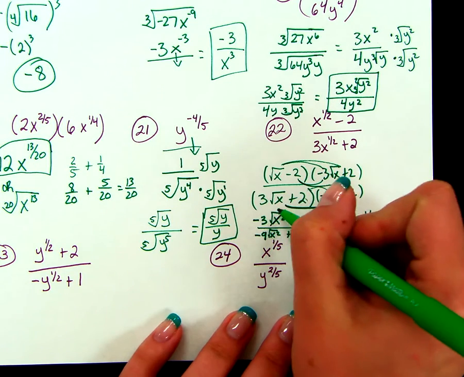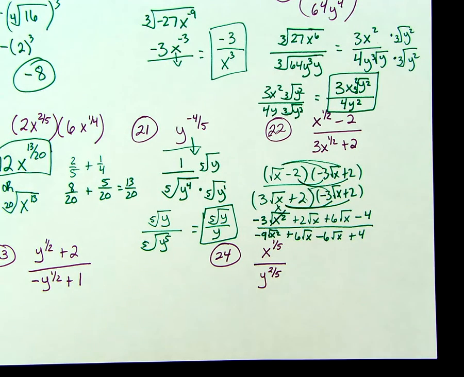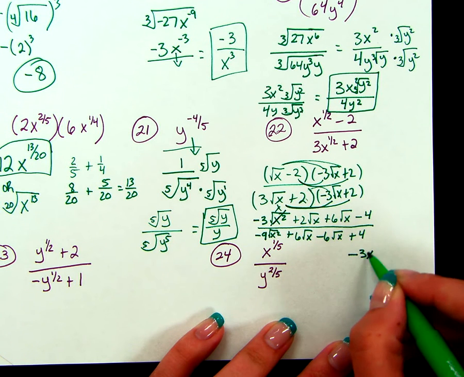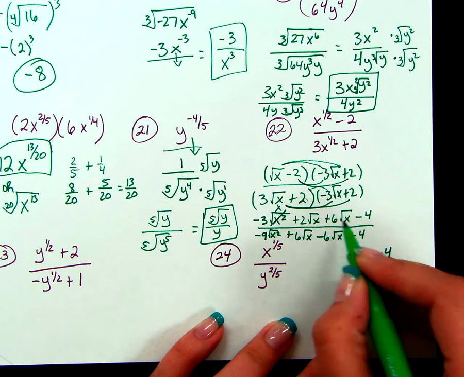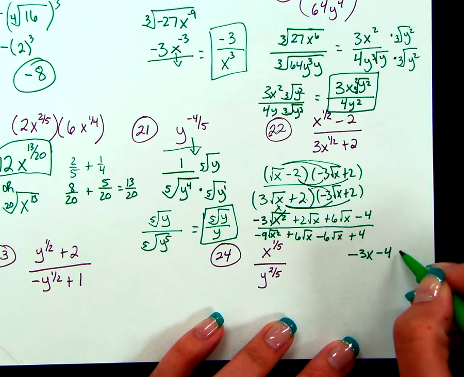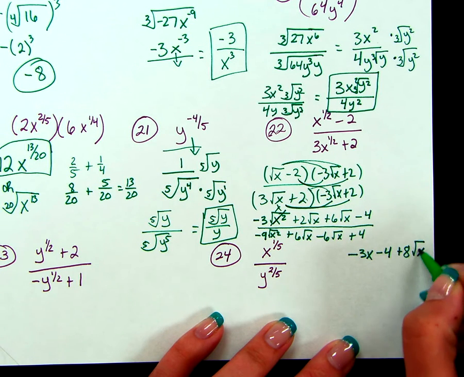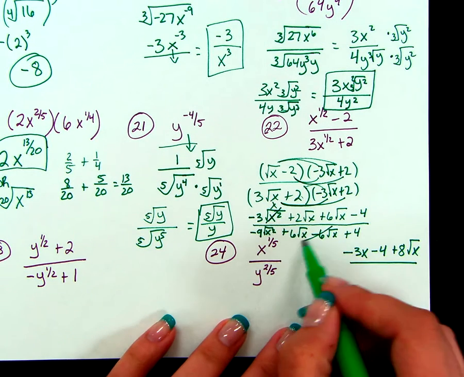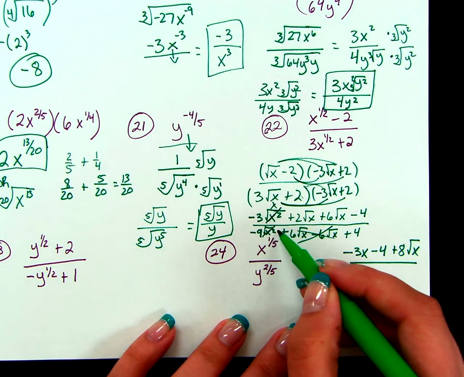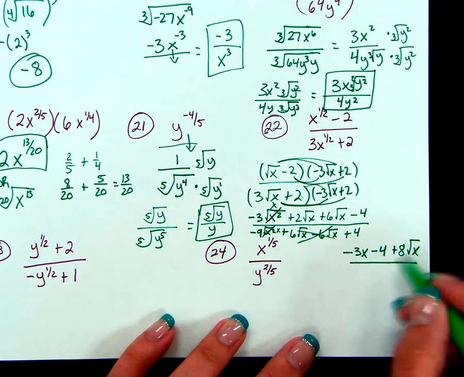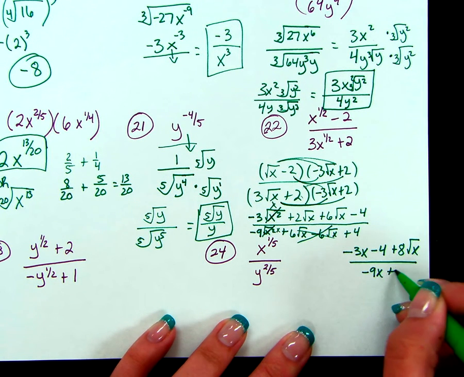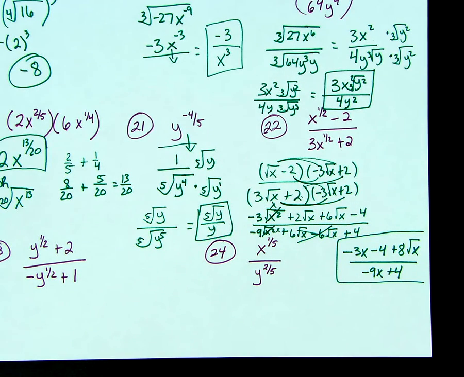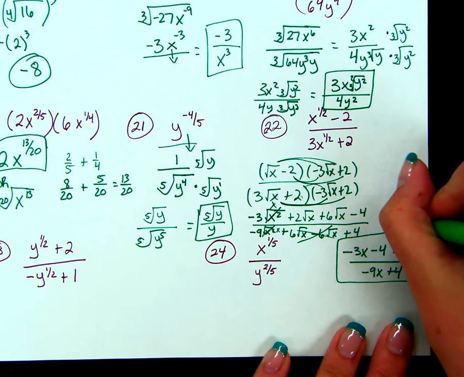So this is really the same thing as x, and then we can combine the middle ones together. So in the numerator, we're going to have negative 3x, and then I'm going to write minus 4 next. And then when we combine those, 2 plus 6 is 8. So plus 8 square root of x over. And again, when we simplify, our middle terms cancel. And then this will be the same thing as negative 9x. So negative 9x plus 4. So this is going to be our final simplified answer for that problem. Okay? And this was number 22.